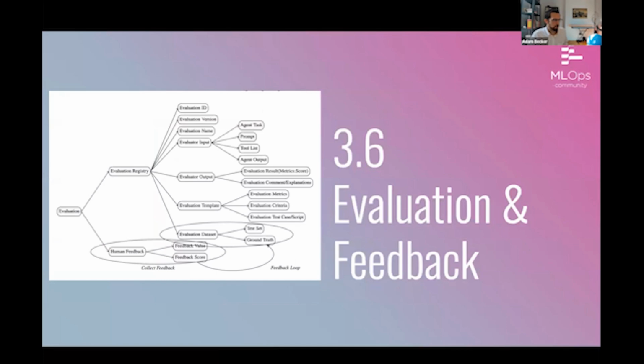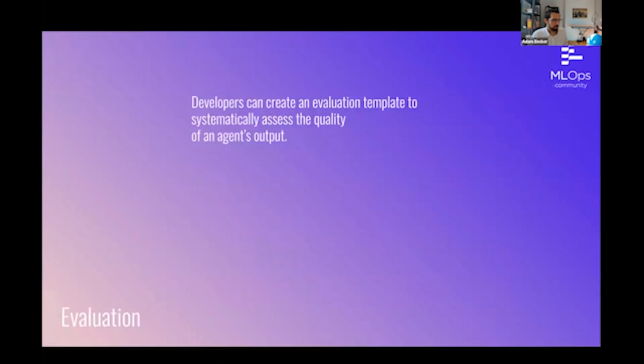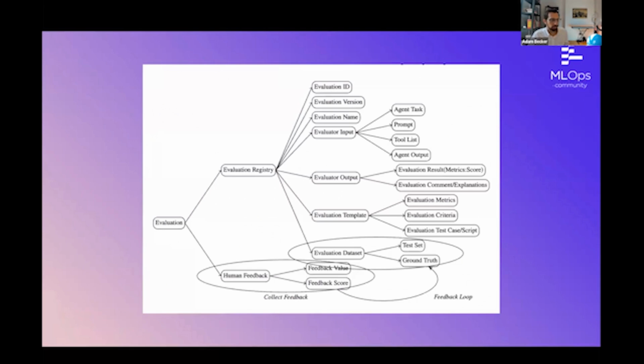Okay, next we have the evaluation and feedback. The idea here is that developers can create an evaluation template to systematically assess the quality of the output. So how do you know if the agent is doing what you want it to do? You come up with an evaluation template and you include the kinds of metrics and criteria that are relevant to you, and some script for basically giving an example of how you might have evaluated a particular output in the past. Then you actually run it.